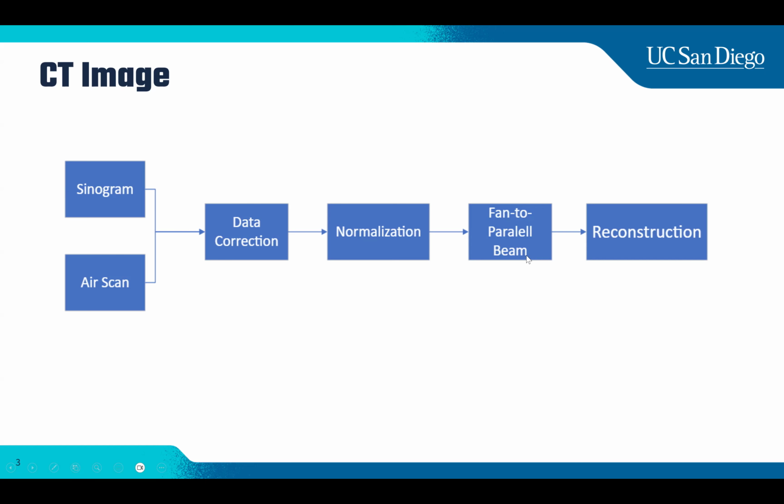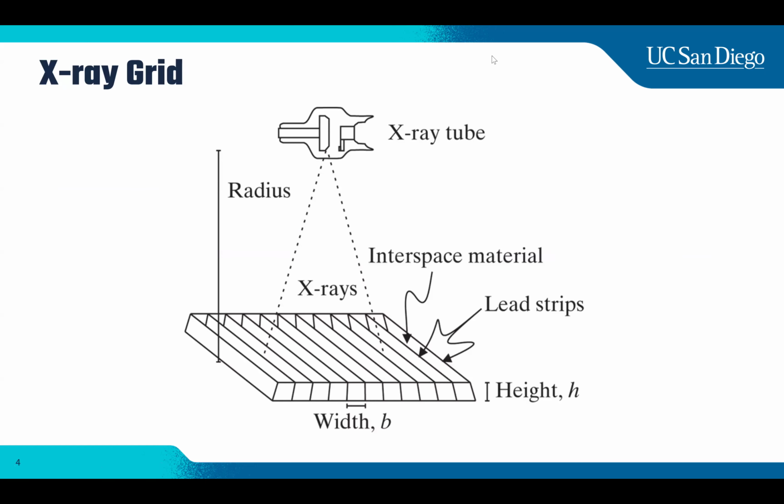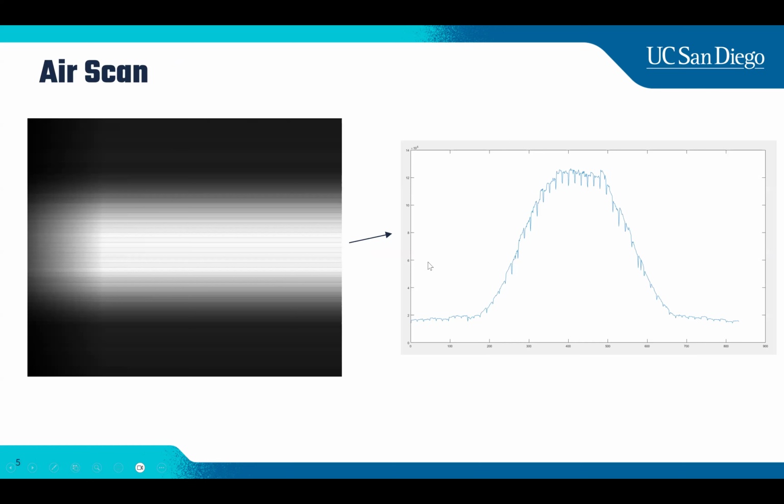Then this is reconstruction. So here is the very classic X-ray grid, because for the X-ray, the detectors only want the photons to shoot perpendicularly into the detector. So you need to have those grids to block the photons shooting from other directions to make sure the data is accurate. But the issue is this grid is going to cause some problems in your data. So here's the air scan, which we got from the CT machine.